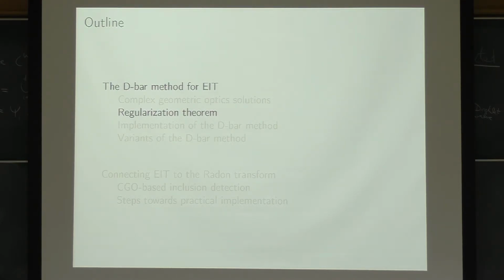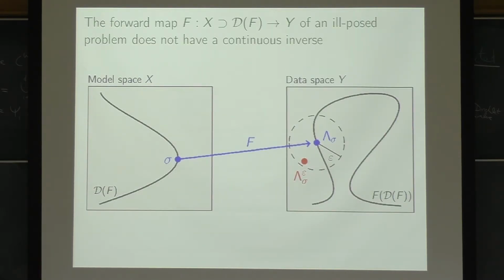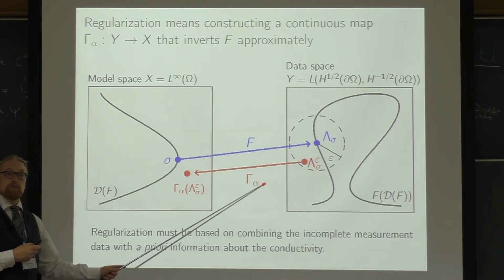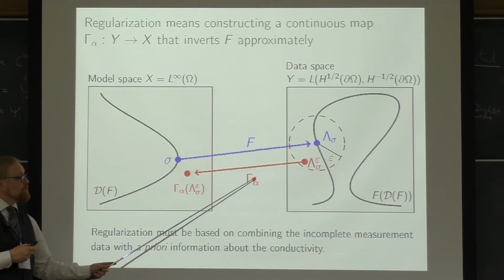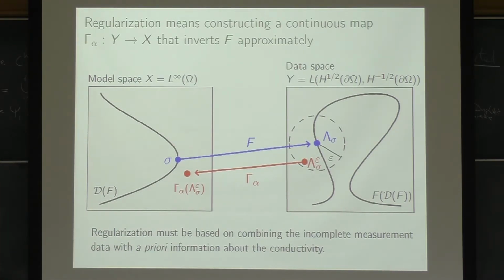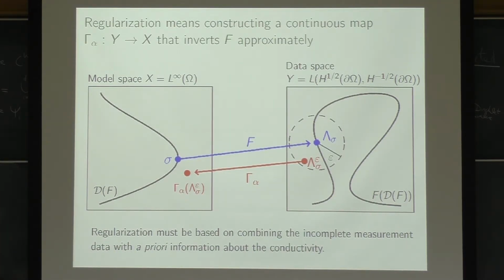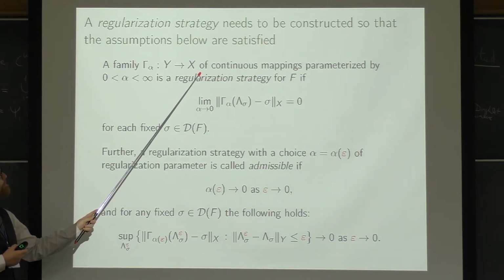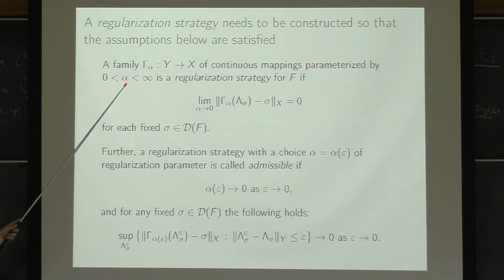In the remaining time, let me quickly show what's going on with this one. We should construct the regularization map, construct these guys and prove that they have the right properties. Namely, in the case of EIT, we should define these continuous mappings from data space to model space, parameterized by a regularization parameter.